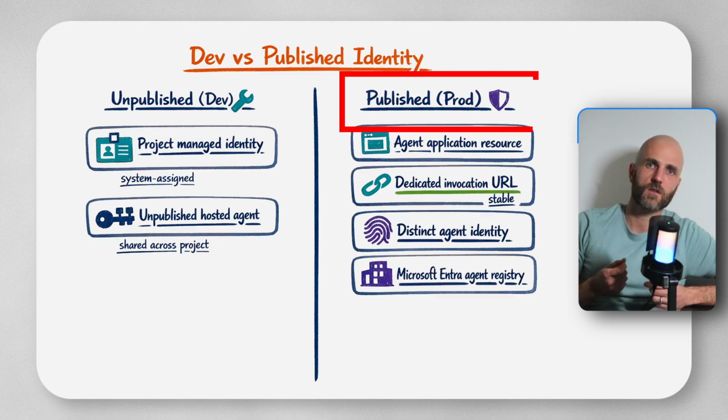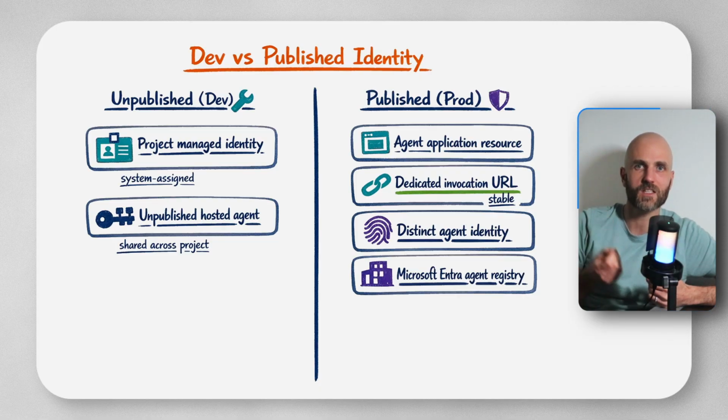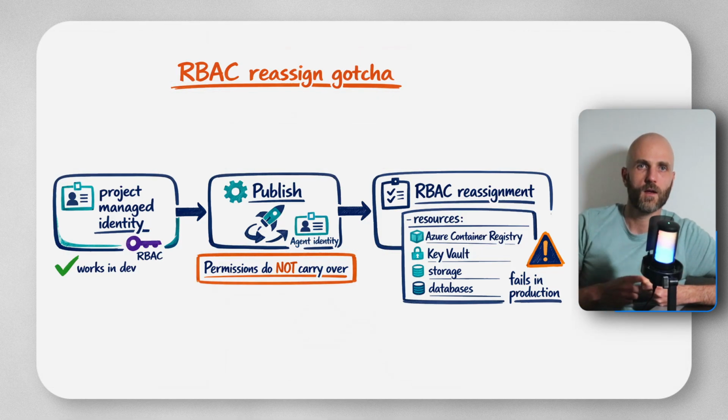Publishing changes the shape. When I publish, Foundry automatically creates an agent application resource, and that gives me a dedicated invocation URL that stays stable across version updates. It also provisions a distinct agent identity separate from the project identity. It registers the agent in the Microsoft Entra agent registry, and it enables endpoint access that stays consistent as I deploy new versions. Now, here's the gotcha that breaks people.